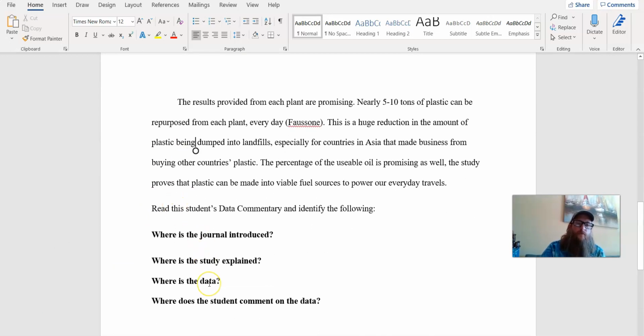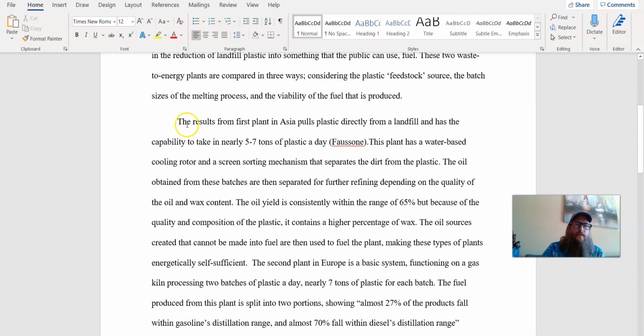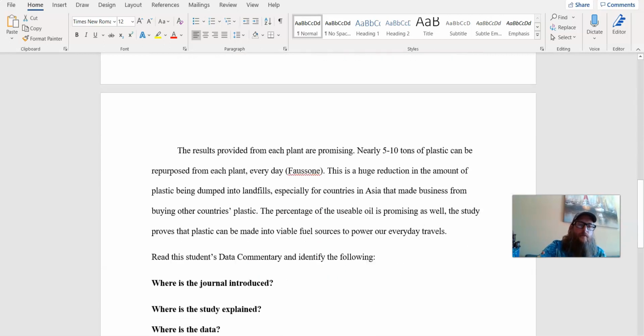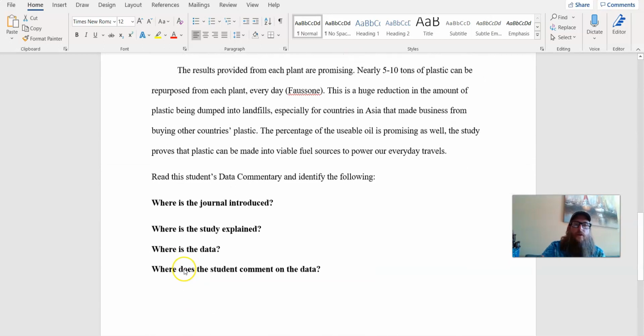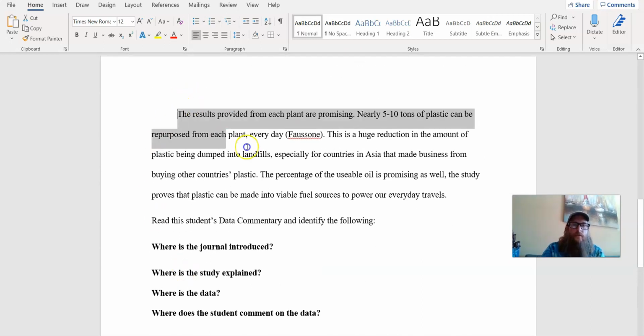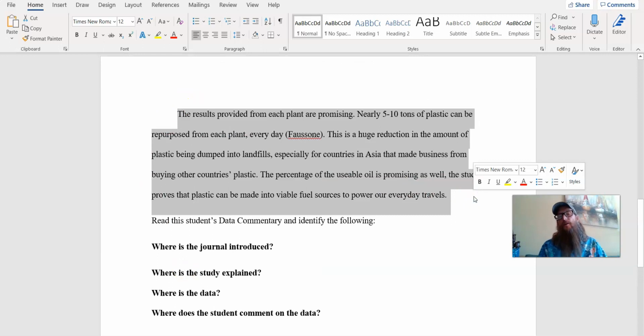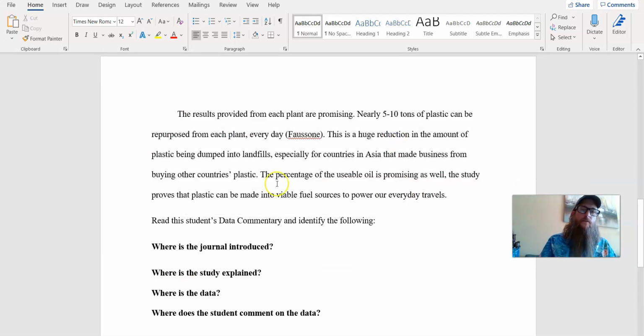Okay, so we just said, where's the data? The data is all in here. Where does the student comment on the data? This is all comment here, right? So she says it's promising. She explains why it's promising. She explains why this is significant, right? And how this could help solve, to some degree, the problem that we are facing with plastic waste.